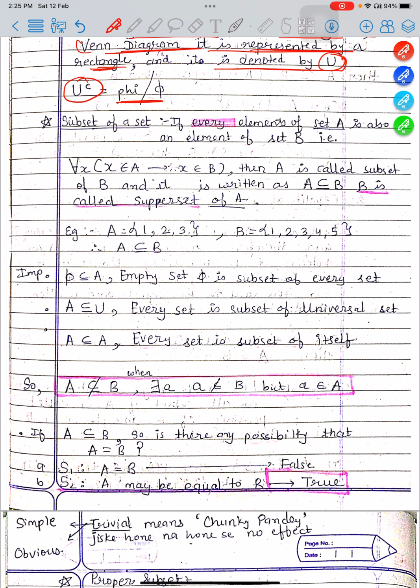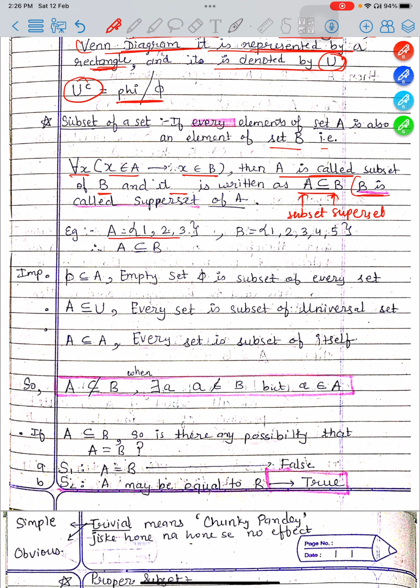Subset of a set. If every element of a set A is also an element of set B, that is, for all x belonging to A, x also belongs to B, then A is called a subset of B, and it is written as A subset B. Whereas B here is a superset of A.